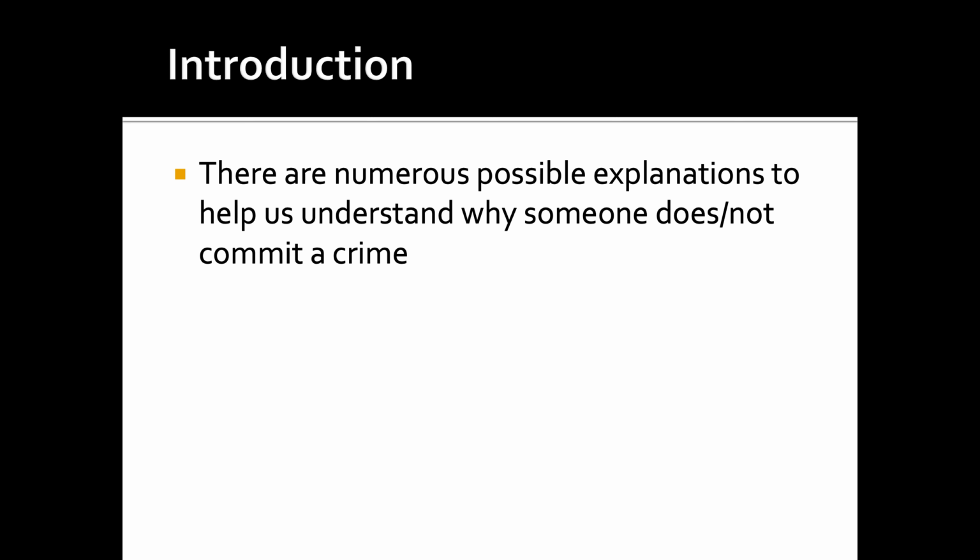So again, looking at some of these possible explanations for why people commit crime, you might have heard that it could be because of drugs, or because of their bad upbringing, or because of the neighborhood in which they grew up, or because they have low self-control, or they have stress in their life in some way.